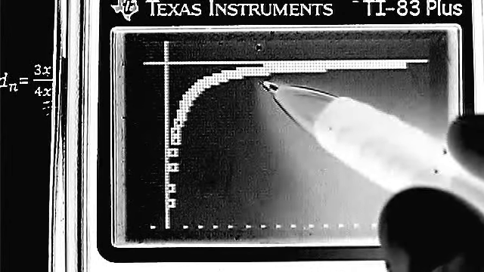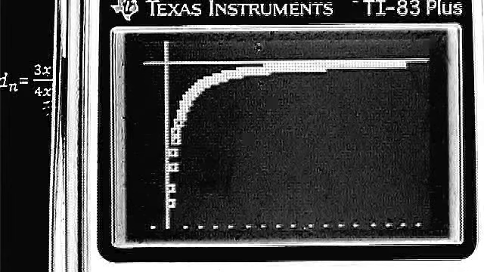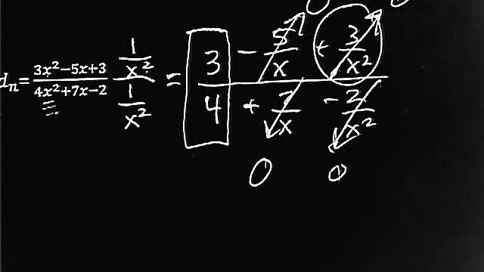Do not be deceived and think that those squares are touching the line, because it can't. It's an asymptote. Remember that? Okay.